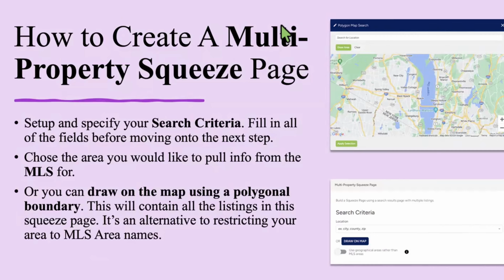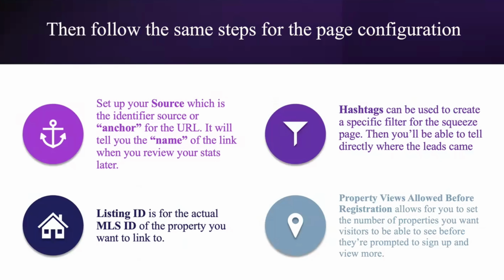And like I said, with the multi-property squeeze page, quite literally the only difference is you'll be able to put multiple properties. You can either draw a line or a circle around a specific area, and they'll be able to see that information, or you can just type in the MLS IDs for them. And you'll follow the exact same steps for the configuration, which is the source, the anchor, the name, the listing ID, the hashtags, the property views. Everything is literally the same.